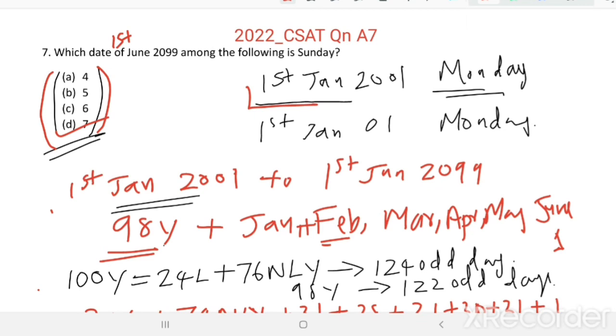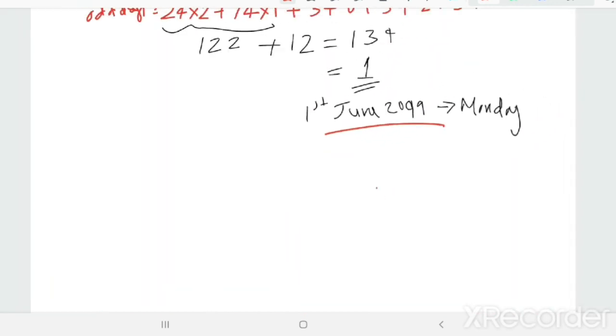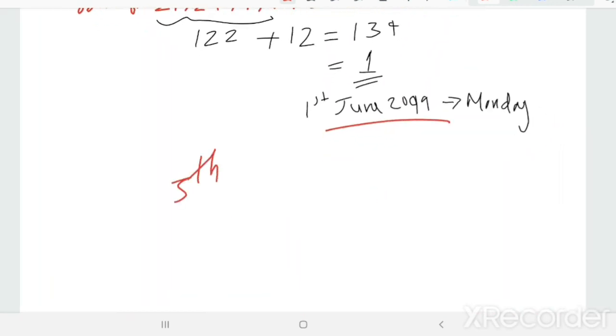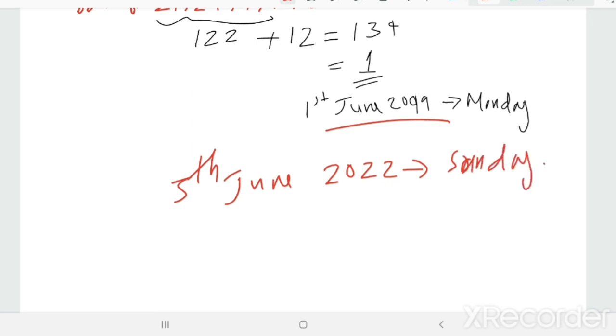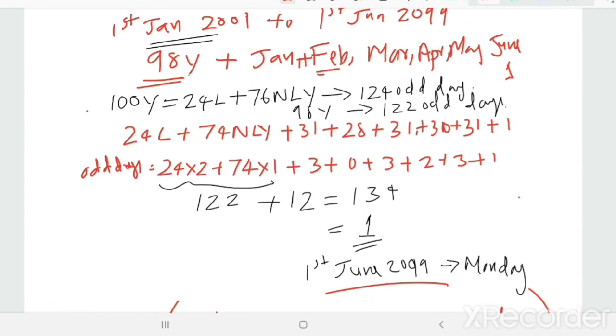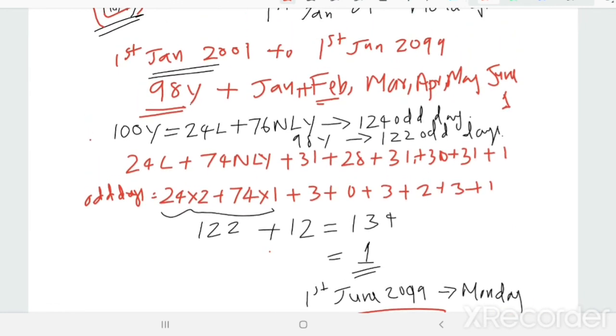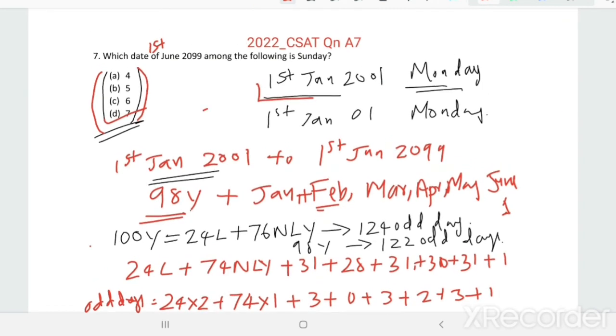Here we took 1st January 2001, Monday, as the benchmark. This exam is conducted on 5th June 2022, which was a Sunday. You can take this also as a benchmark, but when taking this as benchmark, it is slightly difficult to find the number of odd days. So using this method you can easily find the number of odd days and the Sunday of June 2099.